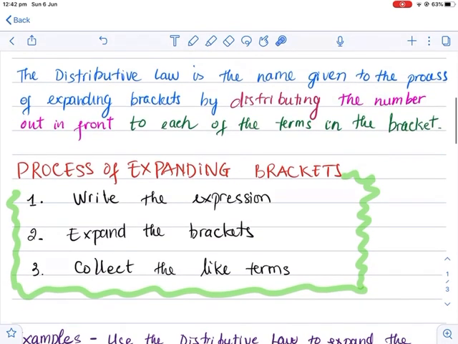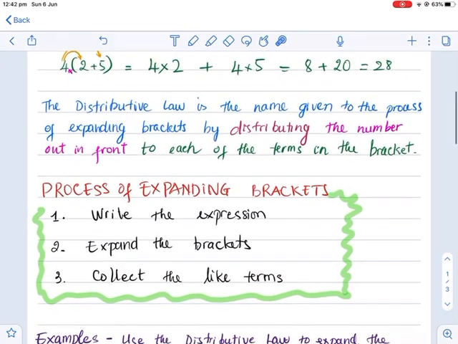And here is the summary of the process of expanding brackets. First, you have to write down the expression, then expand the brackets, and finally, collect the like terms if possible. So please copy down the definition of the distributive law and the process of expanding brackets into your book.